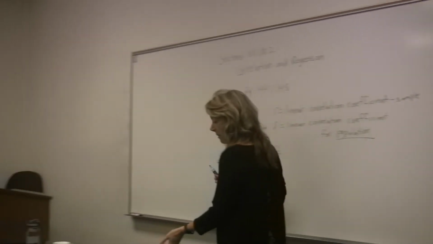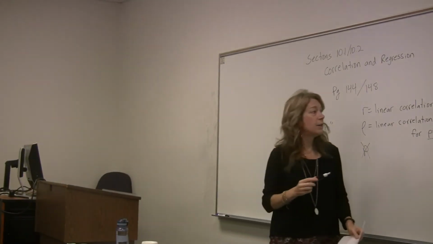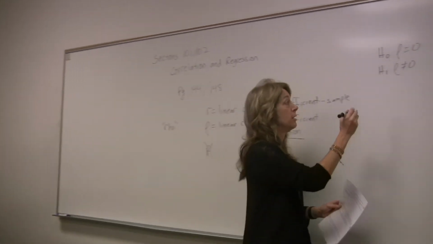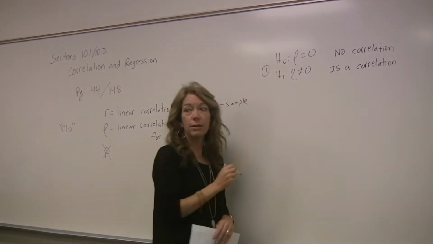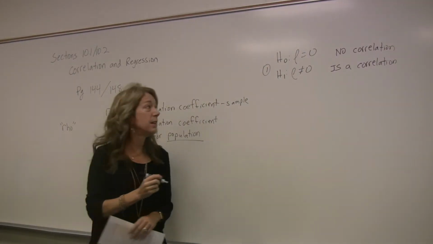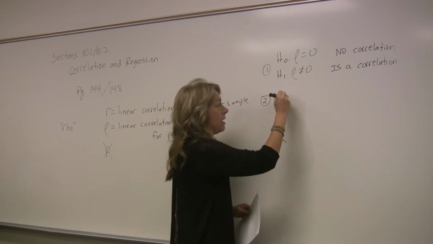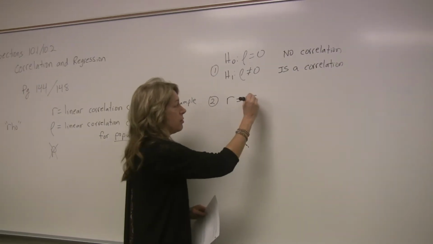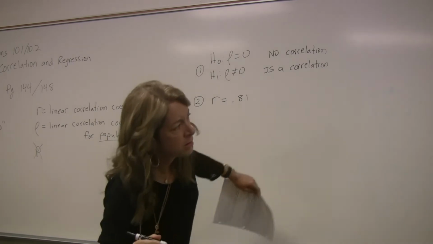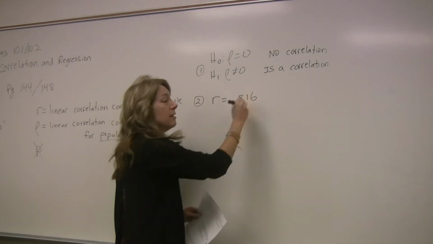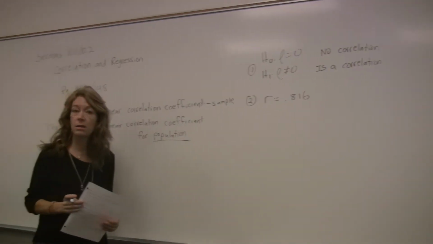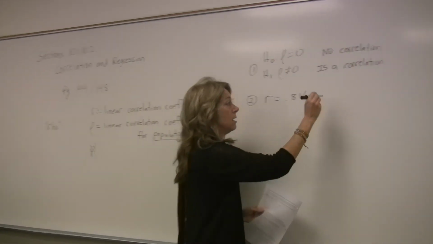Okay. And then our test statistic is our R. So this is step one of our 5-step hypothesis testing. Step 2 is get your test statistic. It's your R. So our R equals 0.816. That's our test statistic.